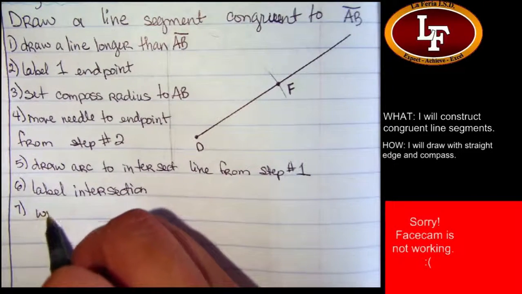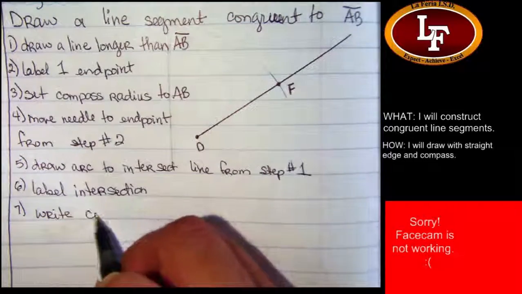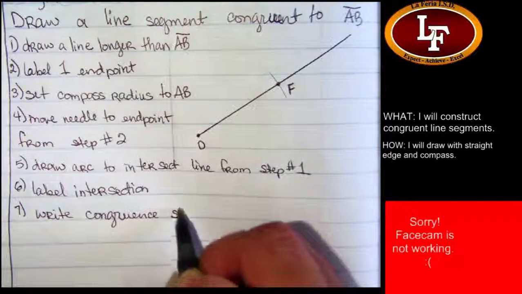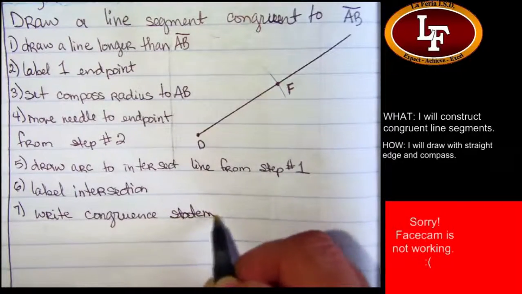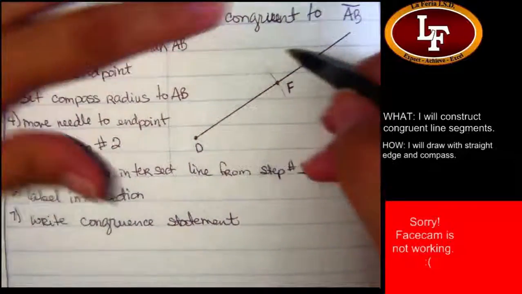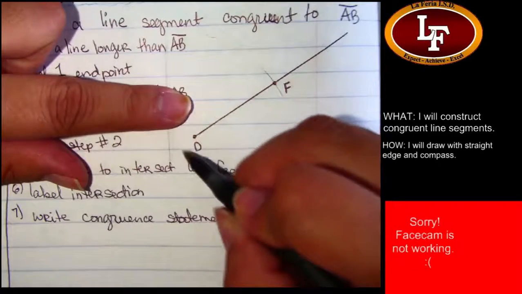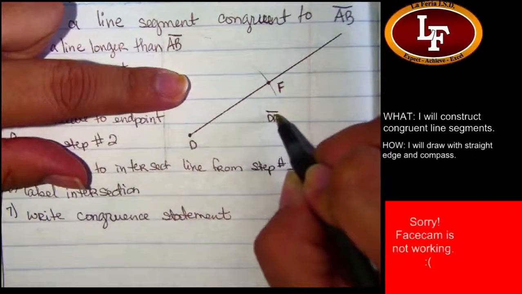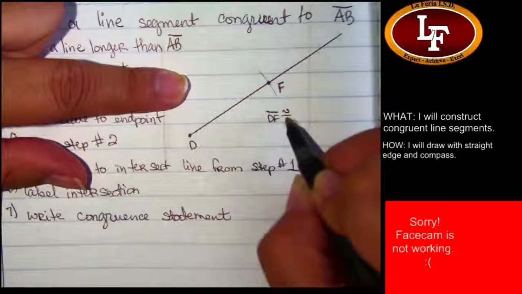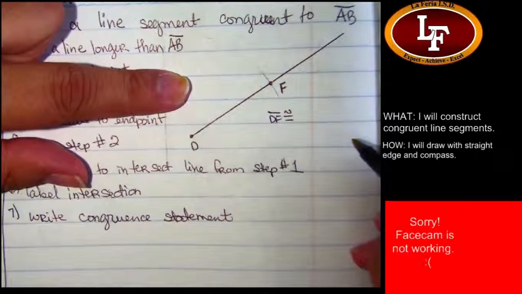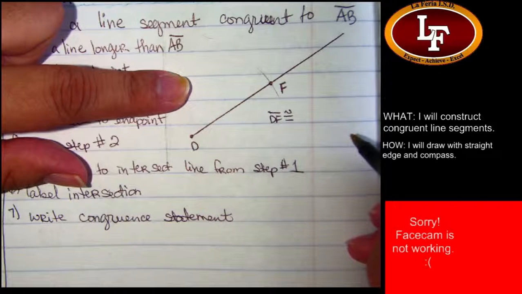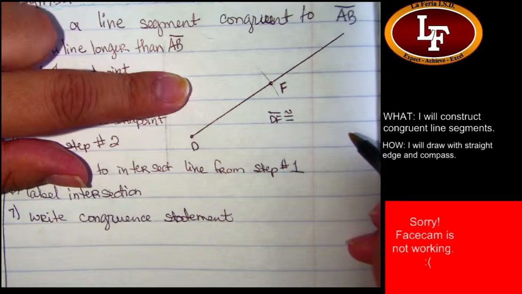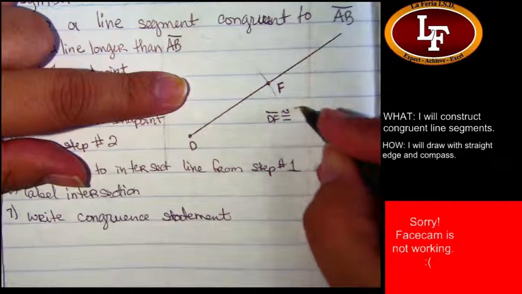Number 7, we want to write a congruence statement. What's the name of this line segment that we just constructed? Line segment DF. Line segment DF, and thank you so much for including the line segment. Line segment DF is congruent to? Line segment AB, because that's the one that we used.